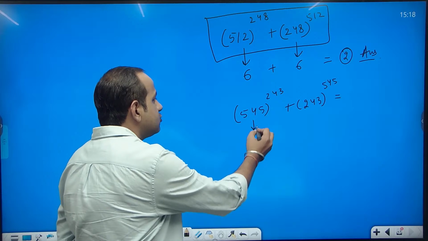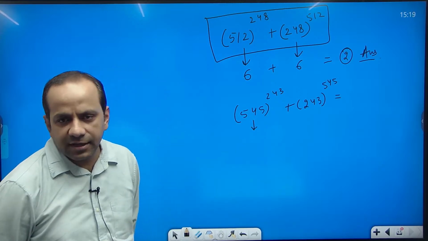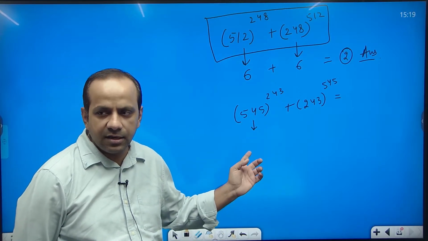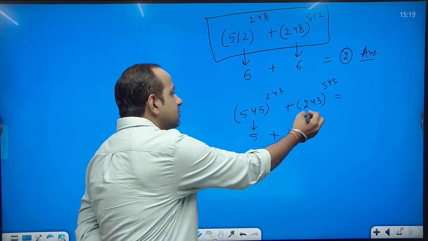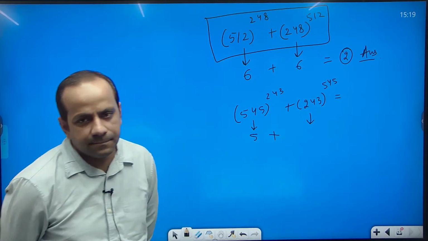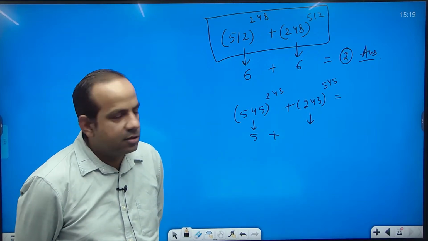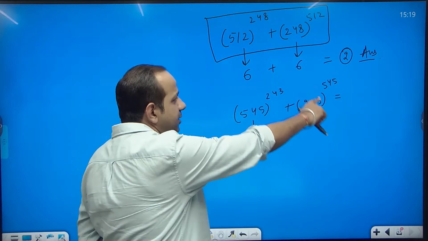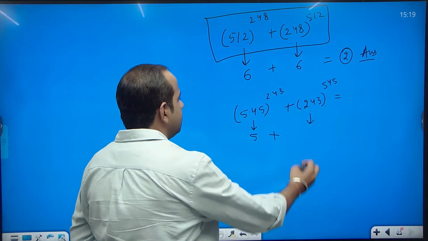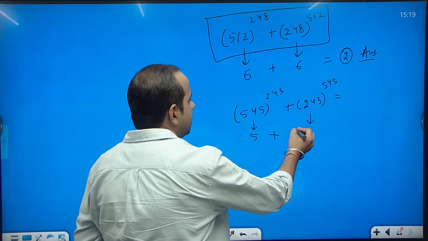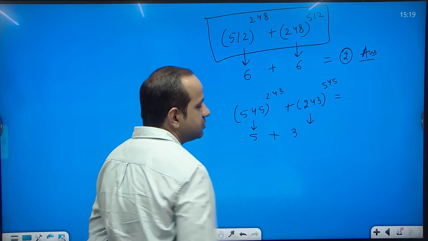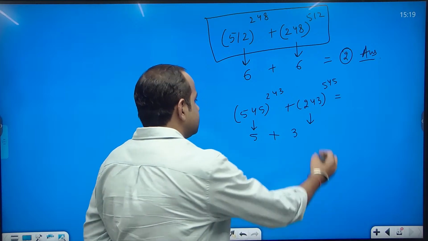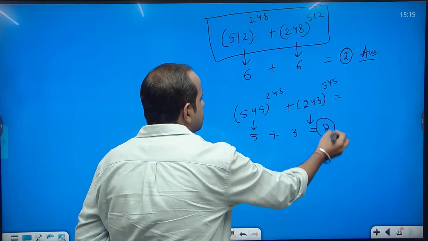545 raised to power 243. Which category? First category, the unit digit will remain the same, it will remain 5 only. Which category for the other? Third category. So we have to divide the power by 4, and it will be 3 to the power 1, which is 3. So your final answer will be 8. Any doubt in this?